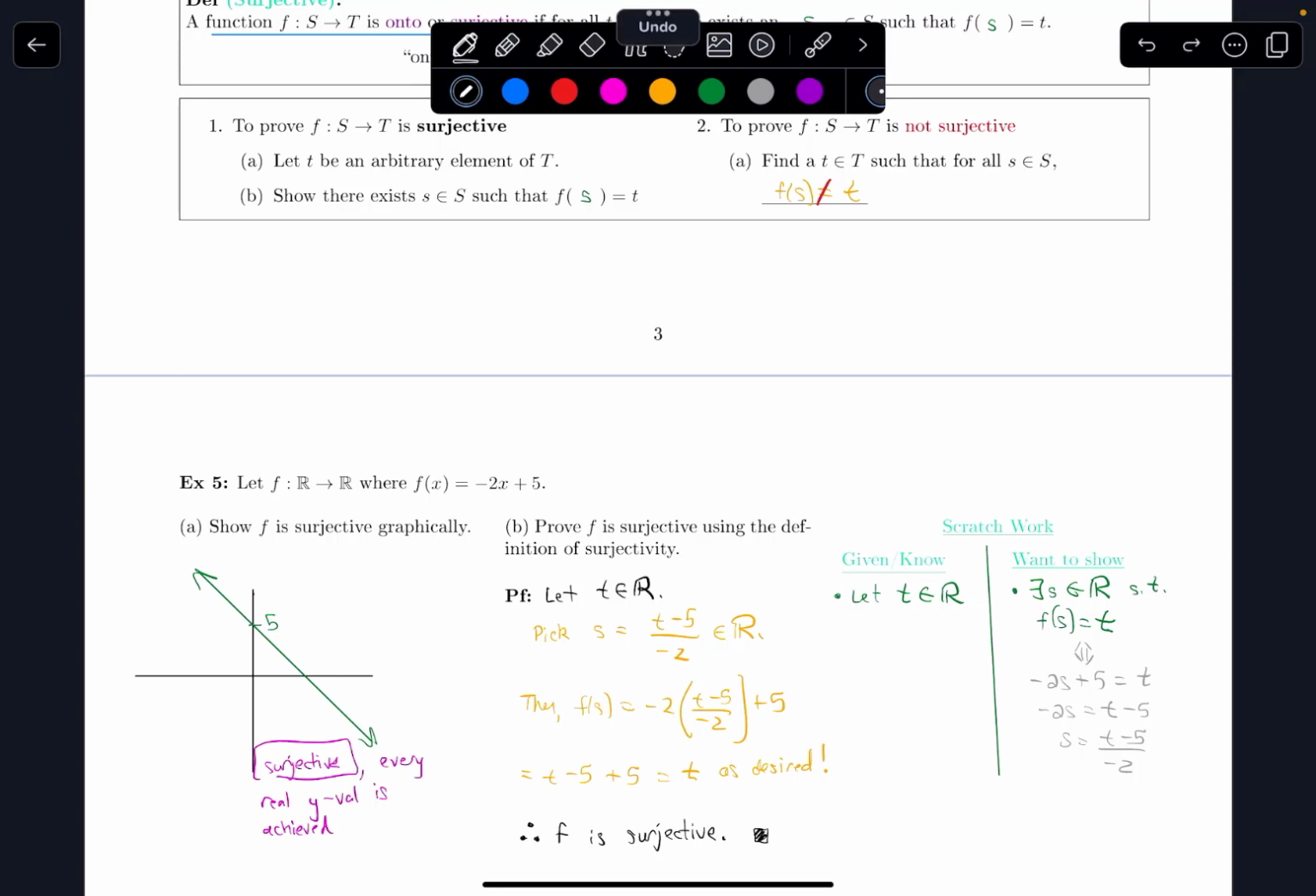And that shows that no matter which t we pick in the codomain, we're able to find some input that gets me to that output. And that's what it means to be surjective.